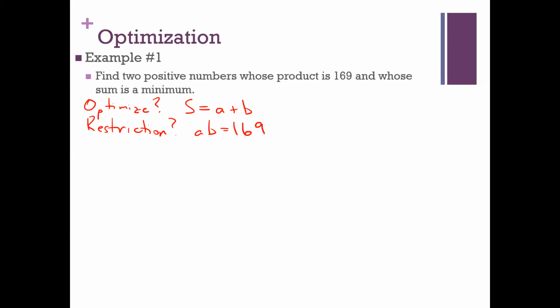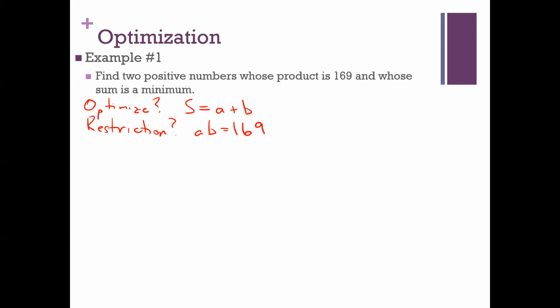Right now, S is a function of two variables. Does it have to be a function of two variables? Can I simplify it a little bit? How? I know that S is related to A and B in that way. Are A and B related to each other in a way that I could take advantage of?